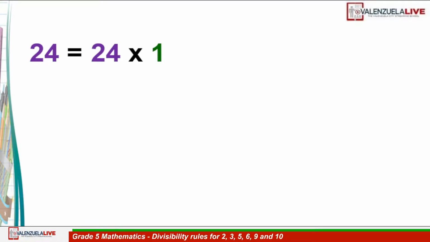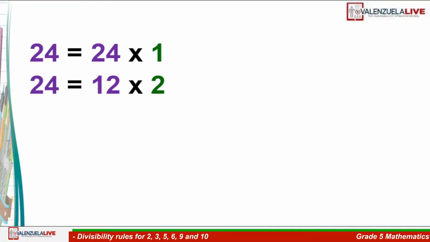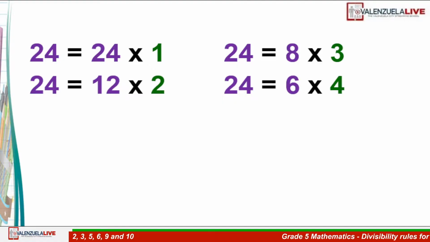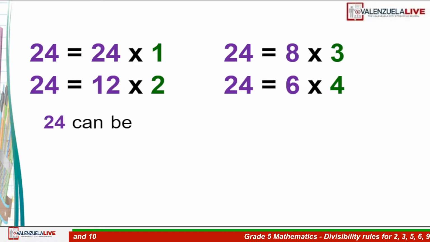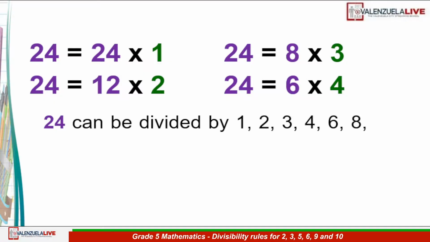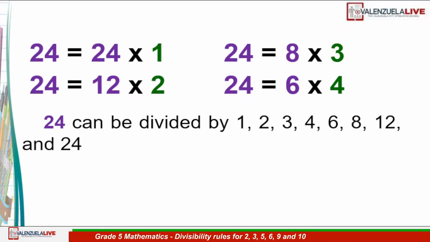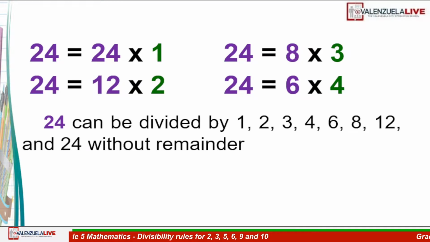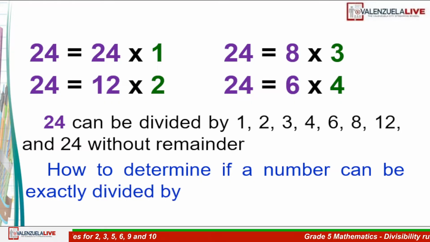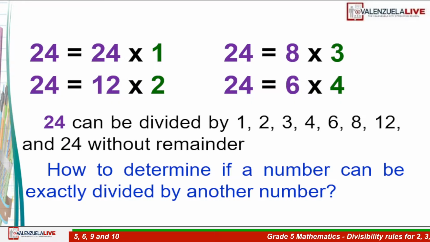24 is a product of 24 times 1, also 12 times 2, we have also 8 times 3, and 6 times 4. Therefore, 24 can be divided by its factors. It can be divided by 1, by 2, by 3, by 4, by 6, by 8, by 12, and 24 without a remainder. So how to determine if a number can be exactly divided by another number?